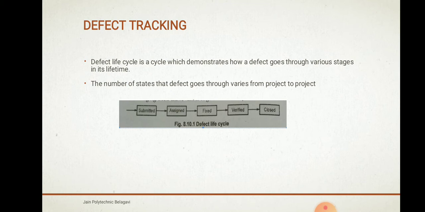As you can see in the diagram, there are 5 states, so it may change to 5 to 6 or 6 to 7 depending on the project. So it demonstrates how a defect goes through various stages in its lifetime. You can see here, once the defect is submitted, then the defect is assigned. After that you fix the defect. So after fixing, again you verify and then close it.